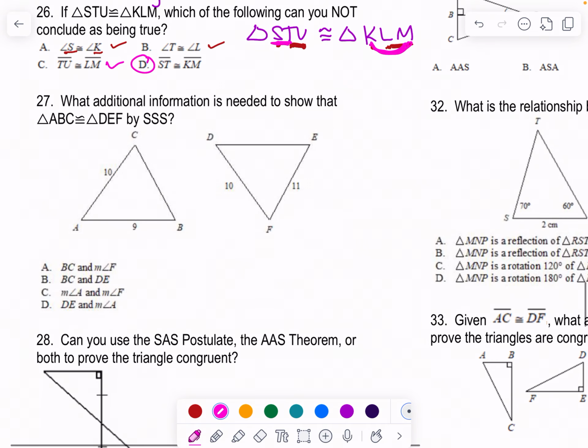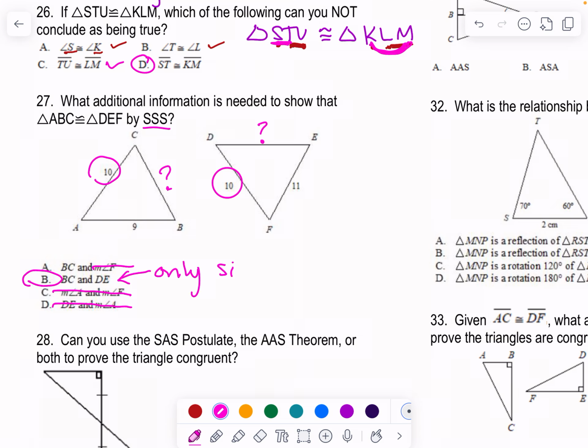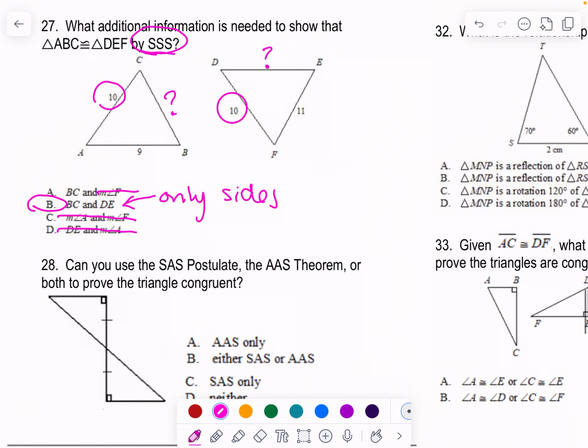Okay, what additional information is needed to show that those triangles are congruent by side, side, side? Well, it looks like we have this side would be the same thing as that side, but we don't know this one, and we don't know that one. So if we're doing side, side, side, we just need sides. We can't have the ones with the angles because that has nothing to do with the sides. So the only one that's left is only sides. And we wanted that because it said side, side, side, right? We don't even have to look at the details because there's only one that only had sides.